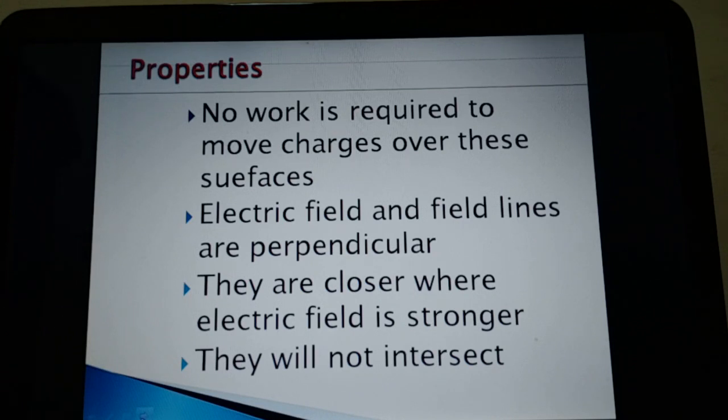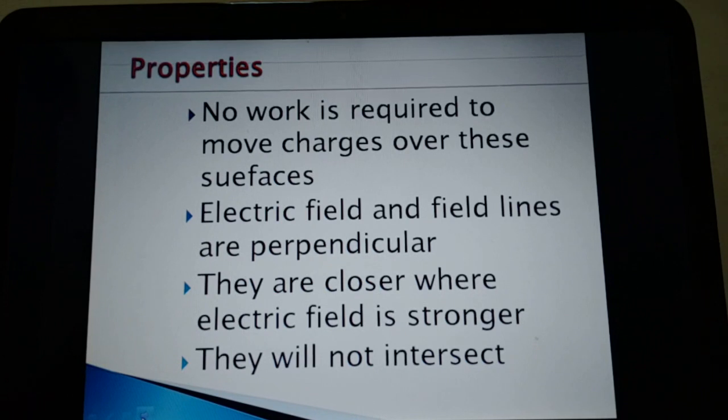The density of equipotential surfaces is more where the electric field intensity is strong, and they will not intersect. Two equipotential surfaces will not intersect. So these are the properties: no work is required to move charges over these surfaces; electric field and field lines are perpendicular to them; they are closer where the electric field is stronger, and they will not intersect. Any surface over which the potential remains constant everywhere is known as an equipotential surface.